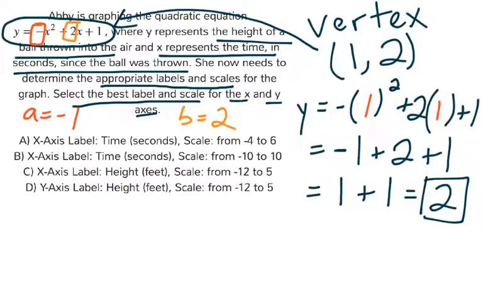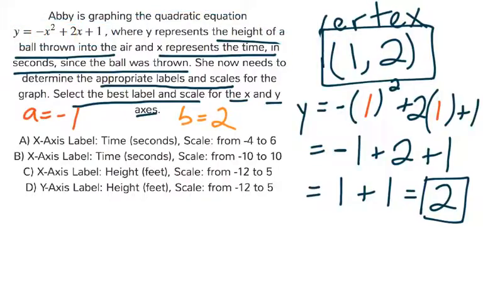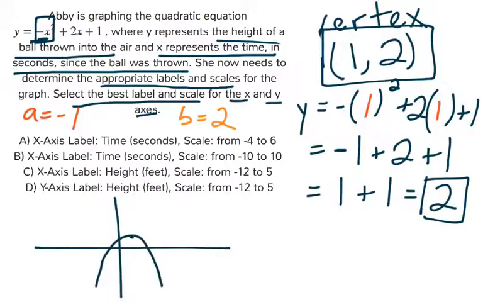All right, so what does that tell me? It tells me that it reaches a maximum or a minimum at 1 comma 2. And if you look at the original equation one more time, you'll notice that the a value is negative. That means we have a concave down graph. So the graph might be something like this, where the maximum height, the vertex, is 1 comma 2, but it's concave down. So let's look at our answers for the scales now and see what works.